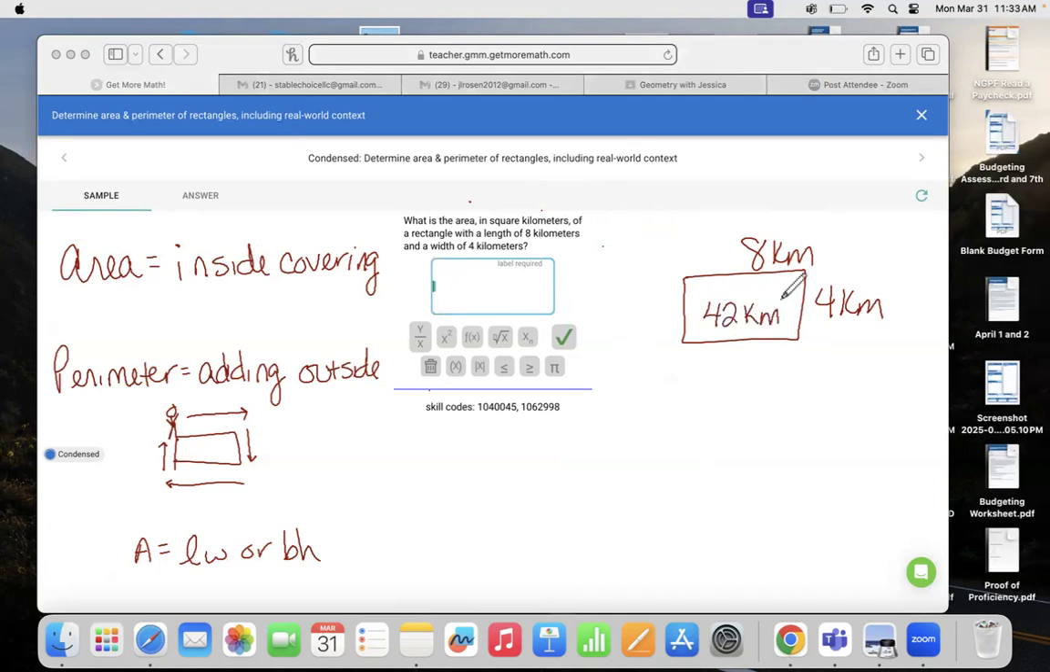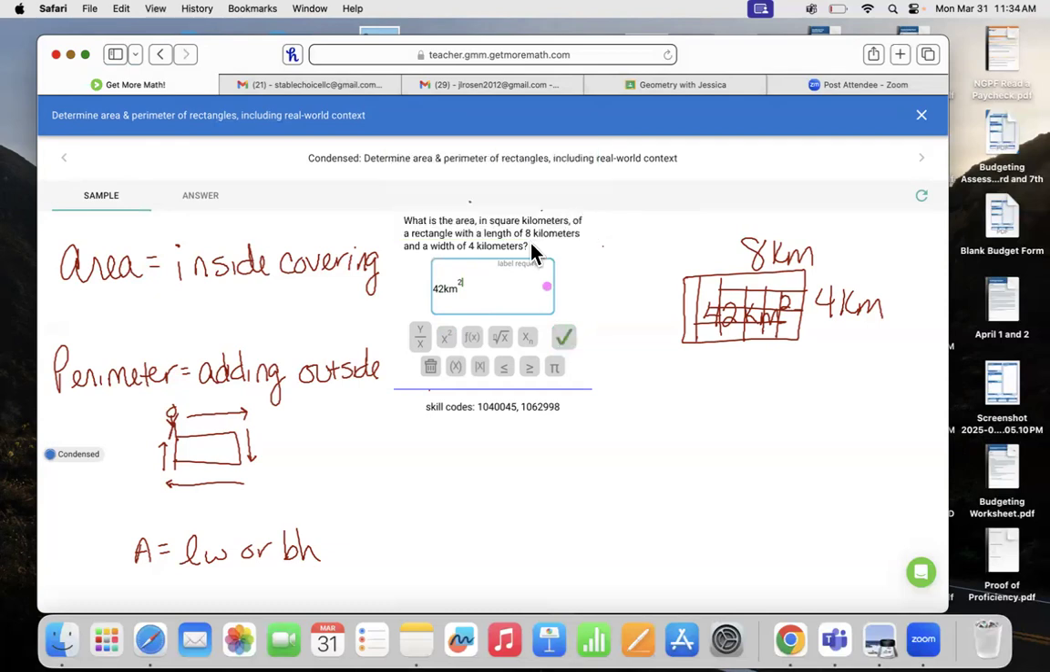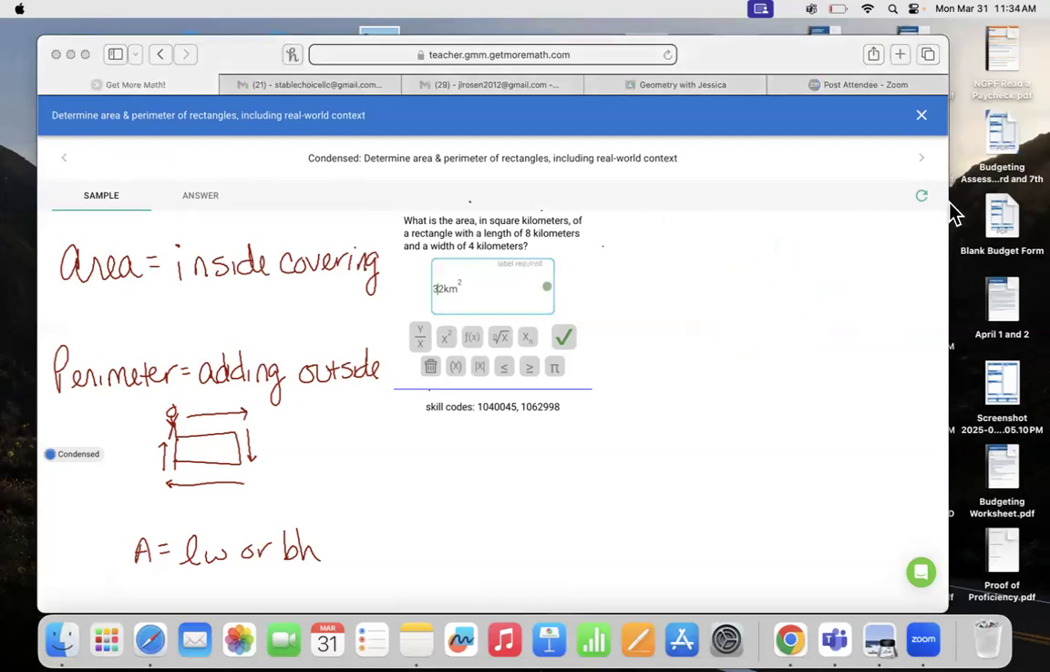Because again, inside it's talking about if I put the 8 columns in here by the 4 rows, I would have 32 squares inside. So here you're going to have to put 32. And then this button right here is the X squared. That's going to get you your squares. Nice units, but your number is incorrect. Oh, yeah, I typed it in wrong. 32. There we go. Okay. So just being careful that you know the area is always squared because we're talking about how many squares go inside. And the measurements are always just going to be the straight out measurements.